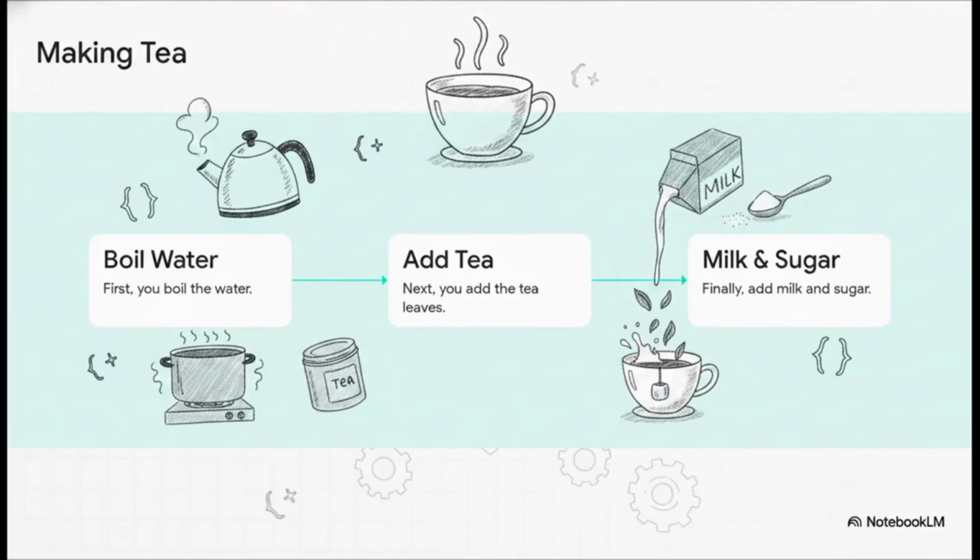To really ground this, the instructor uses this fantastic real-life analogy of making a cup of tea. Think about it. Instead of relearning the steps every single morning and evening, boil the water, add the tea leaves, pour the milk, stir in the sugar, your brain doesn't do that. It just bundles all those individual steps into one conceptual block called making tea.